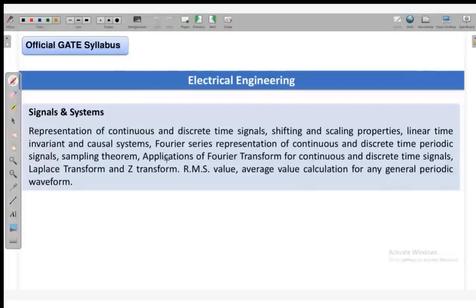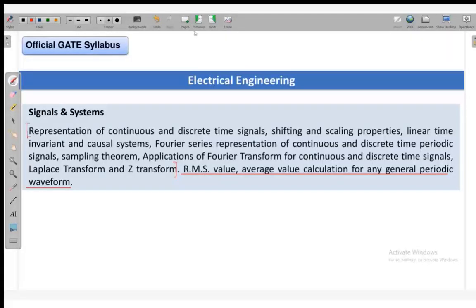Okay, so we will start from this application of the Fourier transform for the continuous and discrete time signal, Laplace transform and Z transform, and also you study the RMS value, average value of any general periodic waveform. This part mostly you also cover in the network theory. Mostly you cover how to calculate the RMS and average value of a signal in the network theory also. So we will be mostly focusing on this part. The remaining part definitely we will be covering in the network theory. So whoever teaches you network theory, they will definitely cover, no doubt about it.